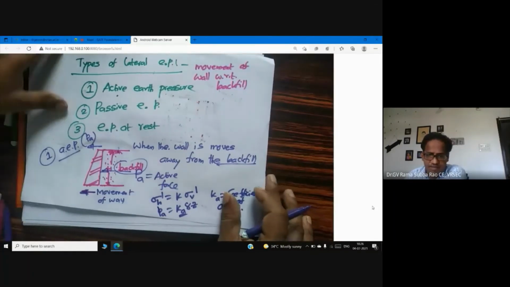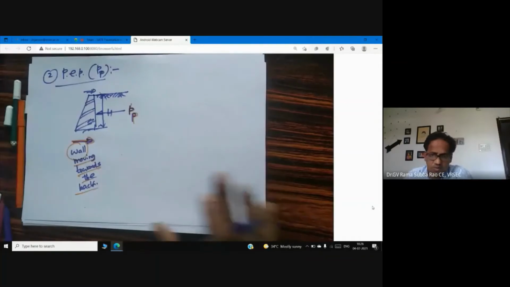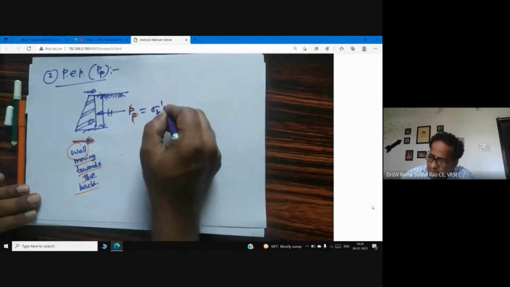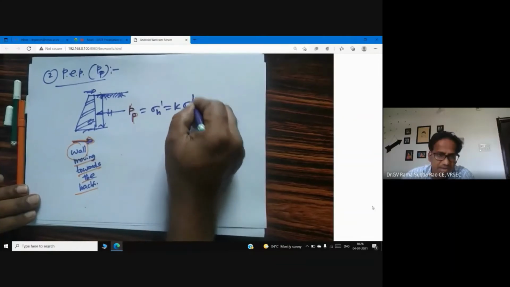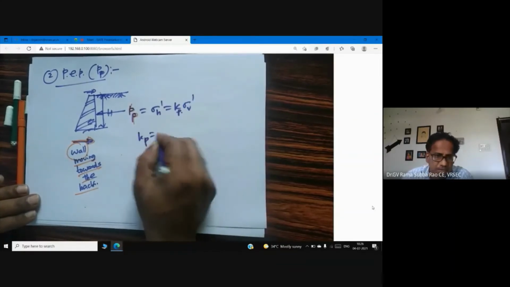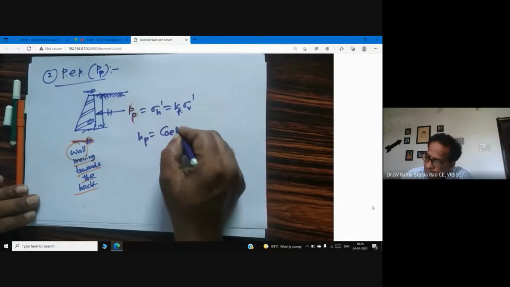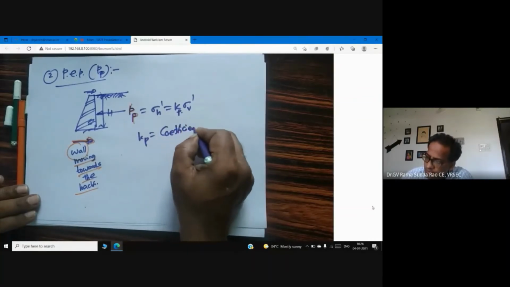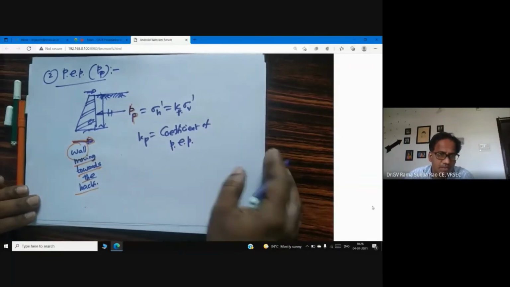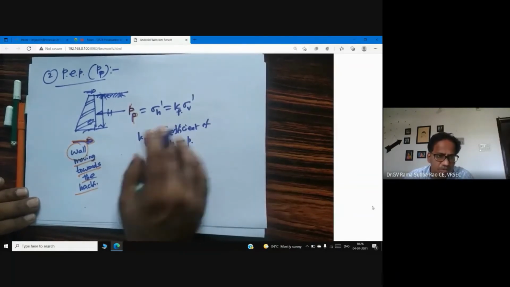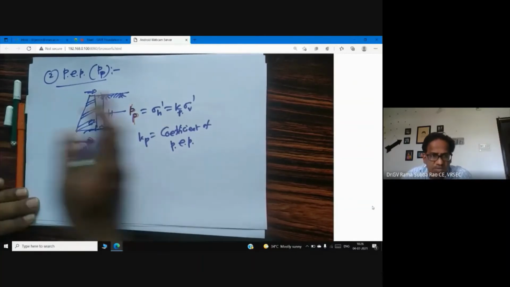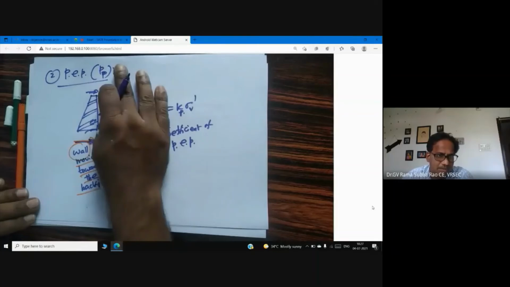Now someone can ask me, sir, show me how to calculate Pp. So can anyone tell me, sigma h is equal to k into sigma v dash, what am I supposed to write here? Kp. Can anyone tell me what is Kp? Coefficient of passive pressure. So when the wall is moving towards the backfill, then we can expect passive.